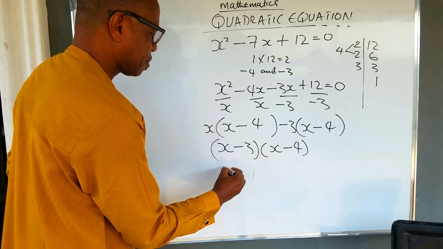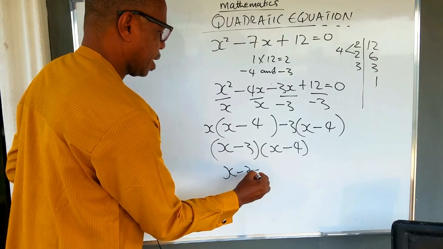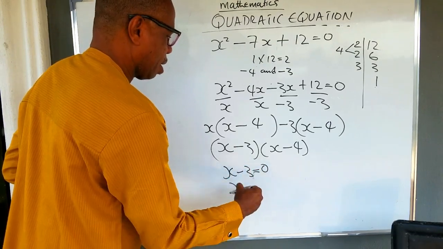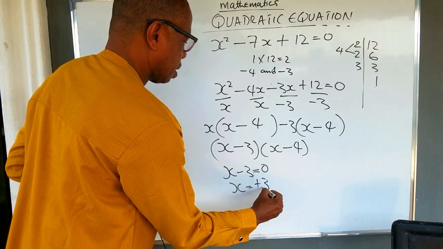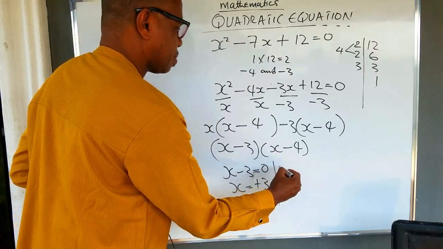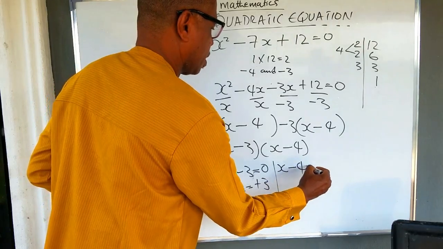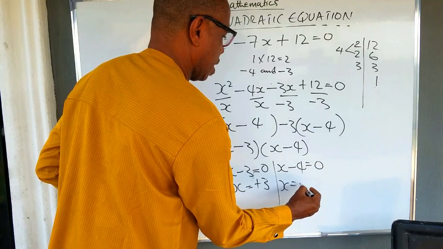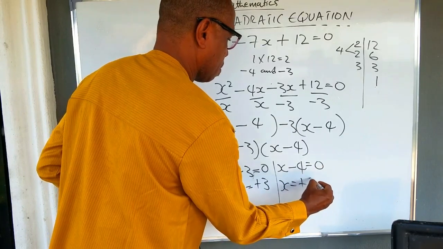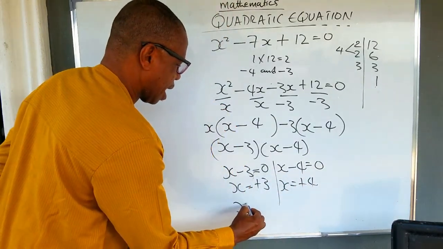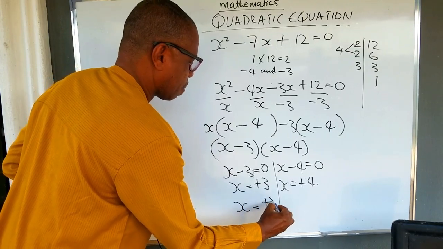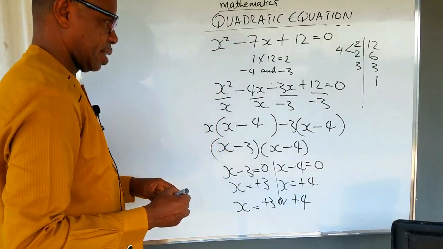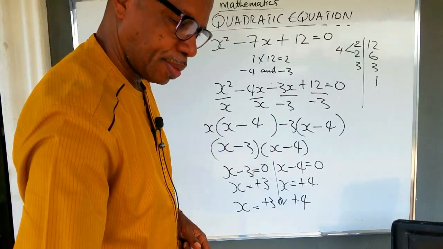So I will now have x minus 3 is equal to 0, which means that x is equal to minus 3 crossing over will become plus 3. Or x minus 4 is equal to 0, and only x will be minus 4 crossing over will become plus 4. So I will now say that x is equal to plus 3 or plus 4. That's the final answer for that one.